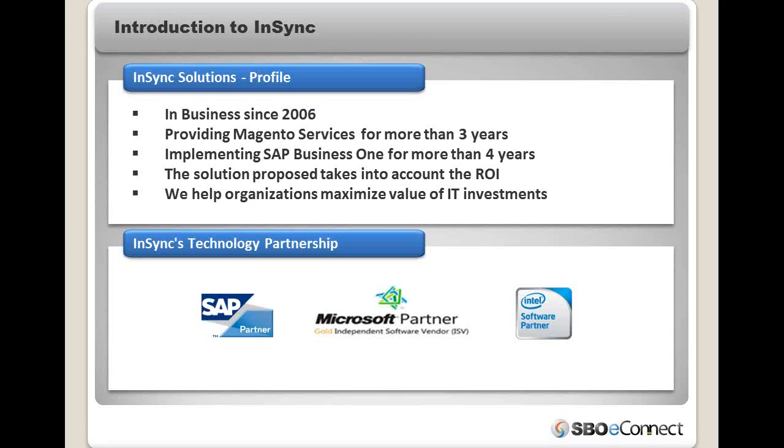SBOeConnect is the flagship product of InSync Solutions. InSync has been in business since 2006, and we have been providing Magento services for more than 3 years. Also, we are involved in sales and implementation of SAP Business One for more than 4 years, and we are also an SAP software solution partner. SBOeConnect, the integration platform, has been certified by Intel and Microsoft, and we have a partnership with both organizations. These are our technology partnerships. So let's get into the detail of the product SBOeConnect.